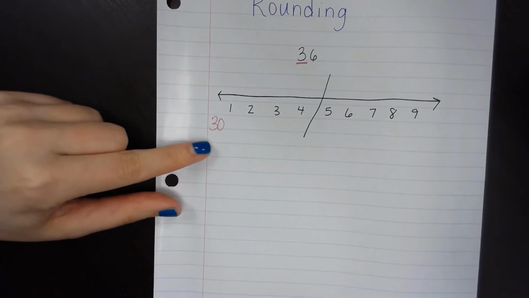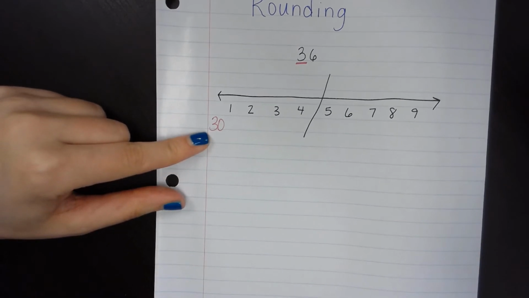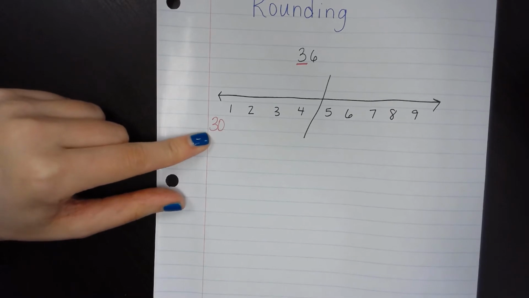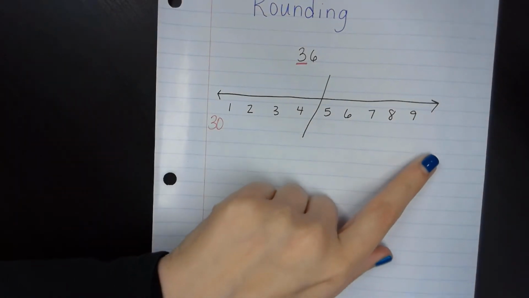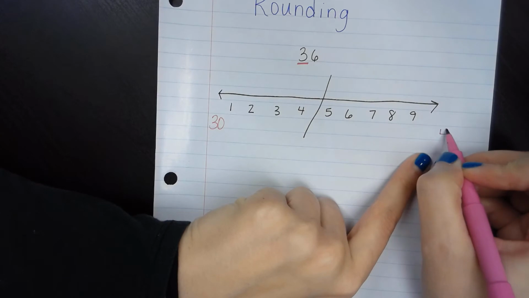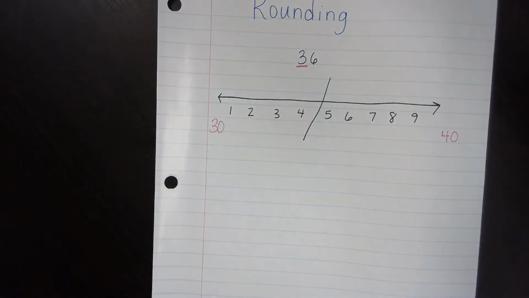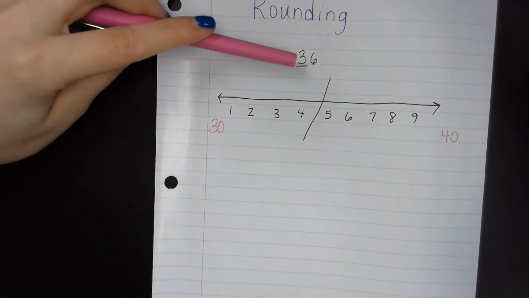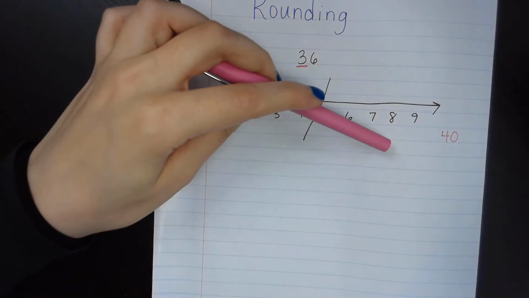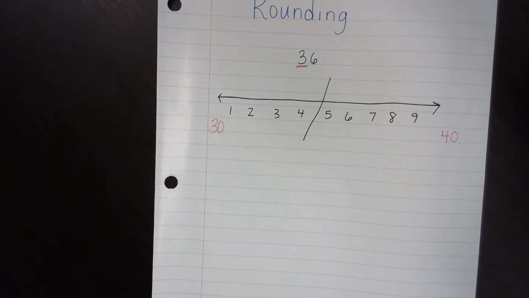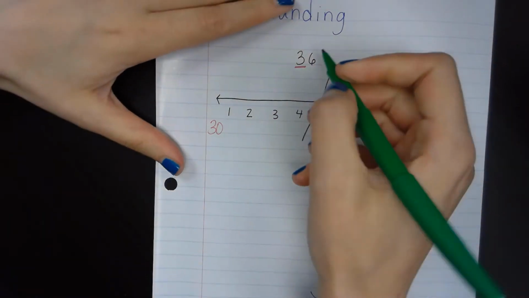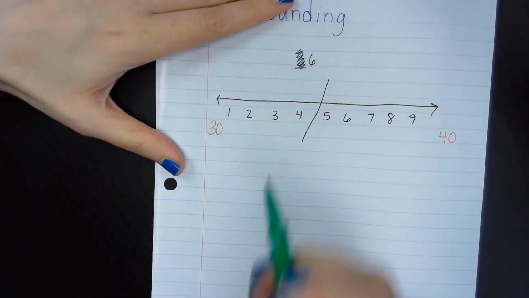Now when we count by tens, what comes after 30? 10, 20, 30, 40. So 40 is going to go over here on this side of the number line. Okay? So that's the next step. We find our tens and we write them out on either side of the number line. Now, once we've used our tens, we don't need to look at that 3 anymore. So I come up here and I scribble out the 3 because I don't need it.